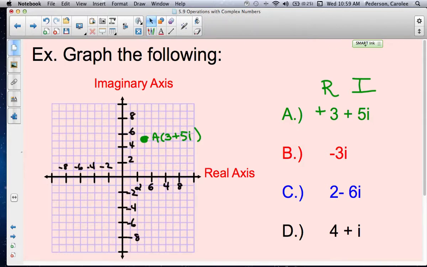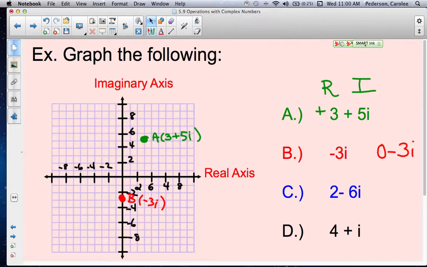All right, let's do point B. Point B says -3i. If I rewrite that, I have a 0 for my real axis and then a -3 on my imaginary. So I'm going to go 0 on the real axis, and then I'll move down 3 units. So here is my point B, -3i.